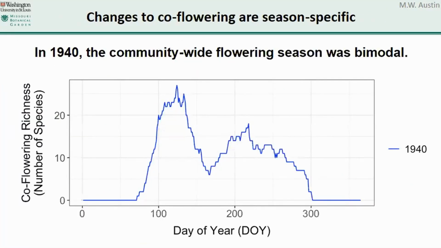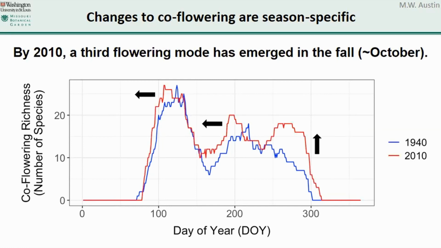I also find an interesting seasonal effect of these changes to co-flowering, where if we plot co-flowering richness against day of year, and we do this first for 1940, our historic reference year, we see that co-flowering in 1940 was roughly bimodal. You have one peak in the spring followed by another peak in the summer. If we plot the same data, but for our contemporary reference year, 2010, we see that those two historic peaks have shifted earlier. And we also, interestingly, see the emergence of a novel peak of co-flowering in the fall.